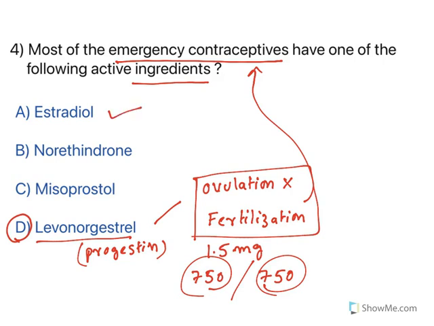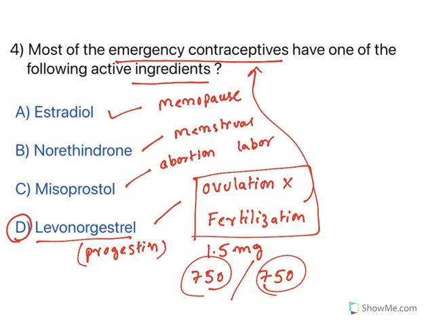Now estradiol is an estrogen analog which is used to treat menopausal syndromes like hot flashes, edginess. All of them can be cured by estradiol. Norethindrone is a type of progesterone. It is also used to treat menstrual disorders. Now misoprostol is a prostaglandin analog which is also used to cause abortion or to start labor. So everyone has got a unique significance, but the emergency contraceptive is levonorgestrel.